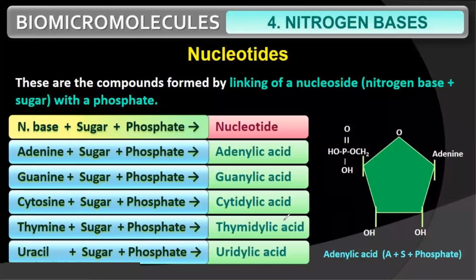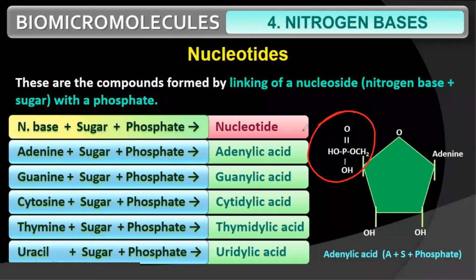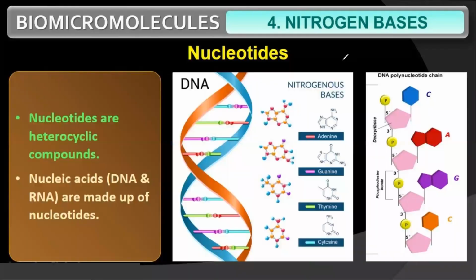Then comes the nucleotides. Along with the nucleoside, if a phosphate group is added to one of the carbon atoms of sugar, then it forms nucleotides. Then it is known as adenylic acid, guanylic acid, cytidylic acid, thymidylic acid, and uridylic acid. Nucleotides are heterocyclic compounds and nucleic acids are made up of nucleotides.